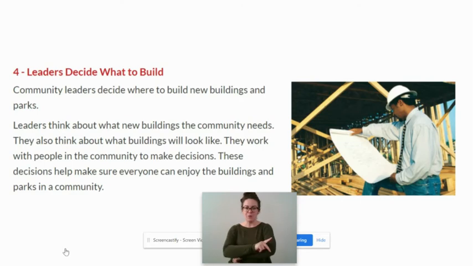So they might have some discussions, maybe like some city council meetings like we saw in the very first picture, to talk about what the needs of the community are. Do they need more restaurants? Do they need other types of business buildings? What is it that the community needs? And then it's up to the leaders of the community to decide what is best for everybody. And they'll decide where it goes, what it looks like, how it's built.